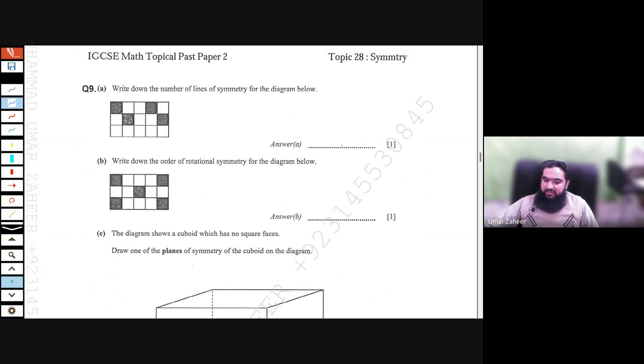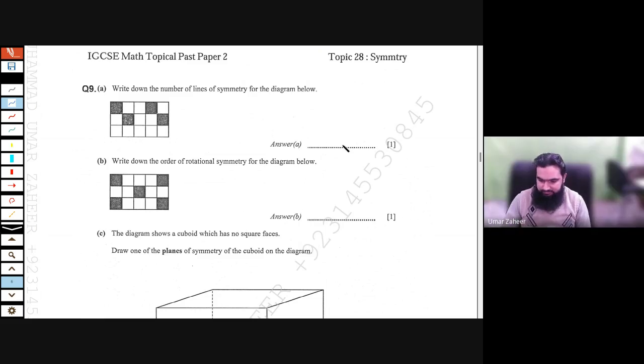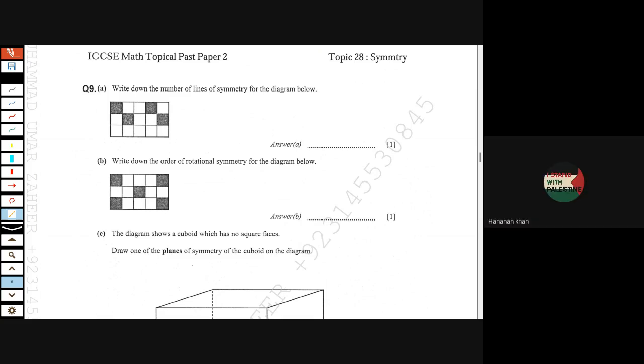All right, question number 9. We have to write down the number of lines of symmetry for the diagram. How many lines of symmetry do we have? Yes, Tahur. One. Just one? Yes, Hannah. Sir, there is 0.